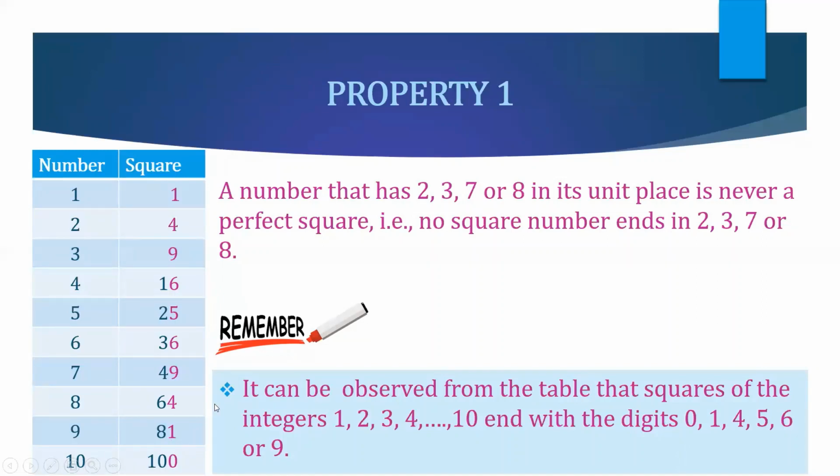So if a number has these digits on its unit place, that is 0, 1, 4, 5, 6 or 9, then this number can be a perfect square. And the number which is having the digits 2, 3, 7 or 8, it cannot ever be a perfect square. So this is the first property.